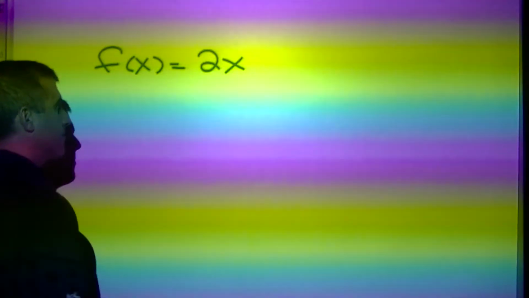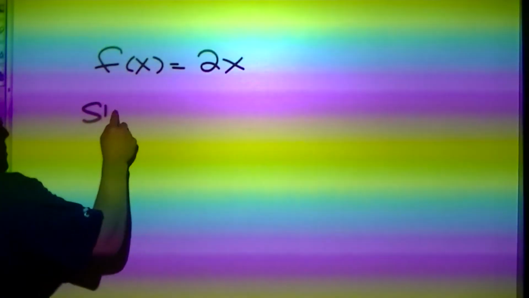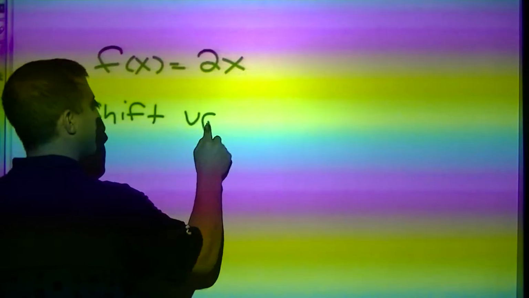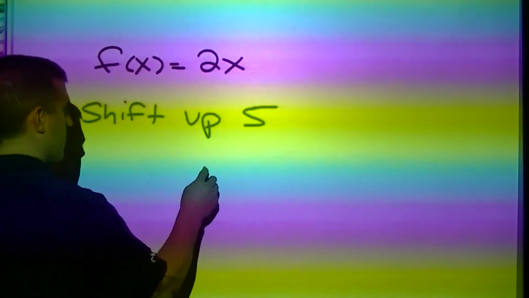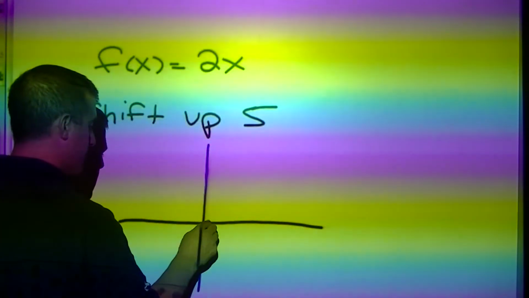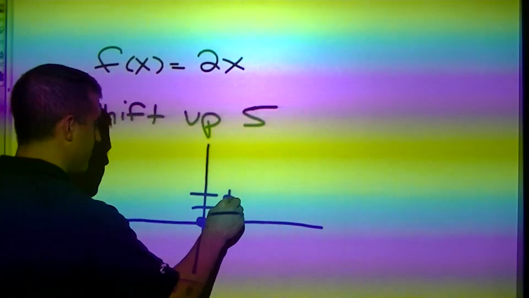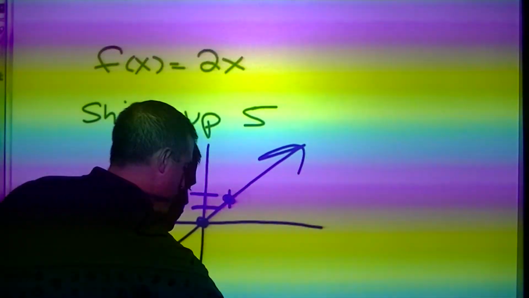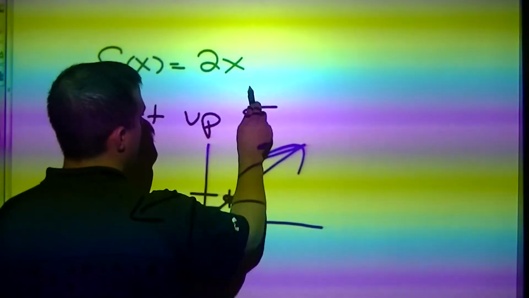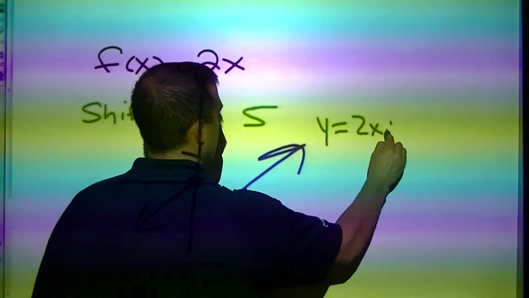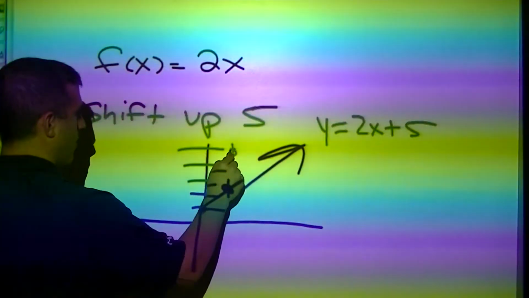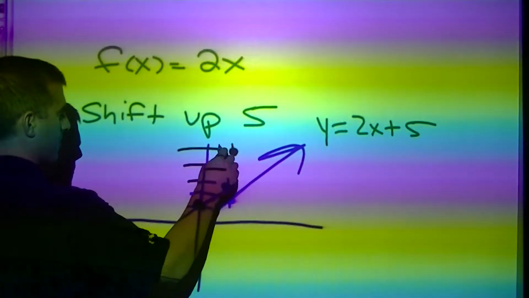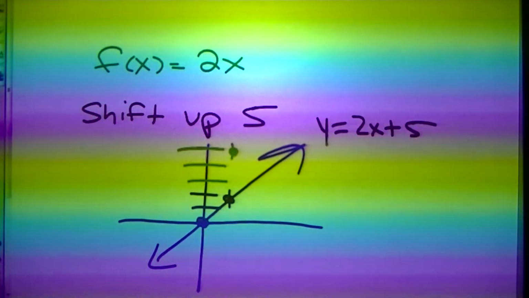Let's say I had this example. f of x equals 2x, and I said shift up 5. Normally this graph would look like this: it's 0, up 1, 2 over 1. Shifting up 5, I would add 5 to 2x. So that's up 1, 2, 3, 4, and 5 over 1. Whoops, I'm sorry. Let me fix that. I didn't do that one right.